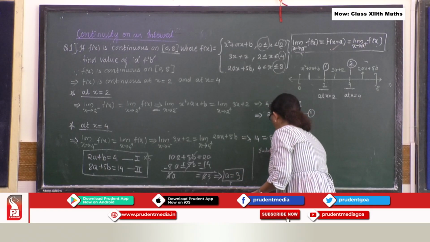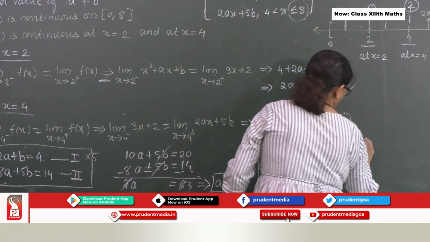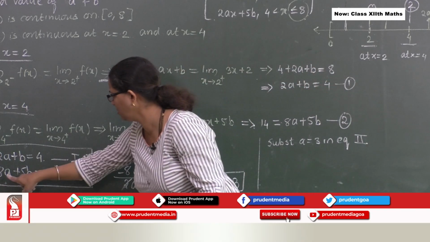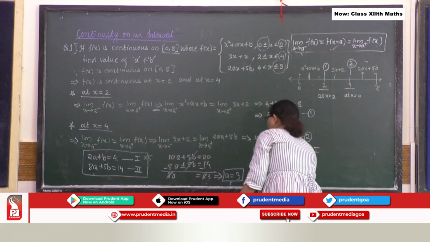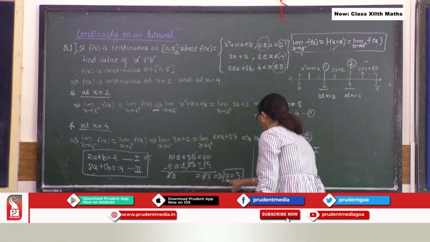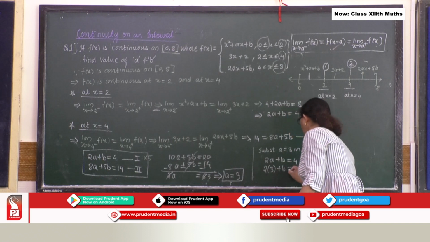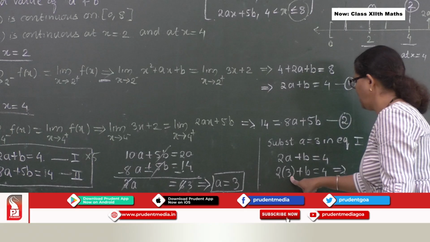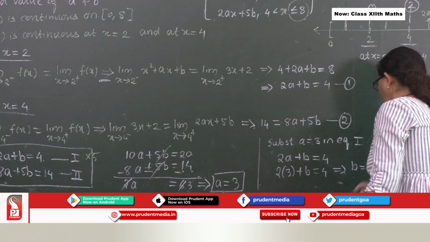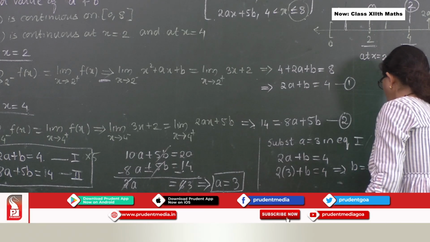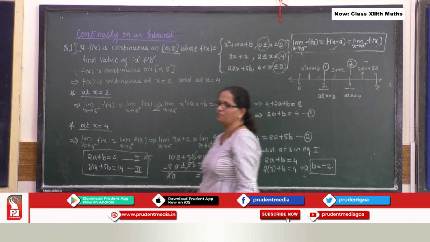Once I get a equals 3, I substitute a equals 3 in the equation. Let me take the simple one, equation 1. So I say 2a plus b equal to 4. A equals 3, so 2 into 3 plus b equals 4, which implies 2 3s are 6. So 6 comes on this side, and I say b equals minus 2. So I got a is equal to 3 and b is equal to minus 2.